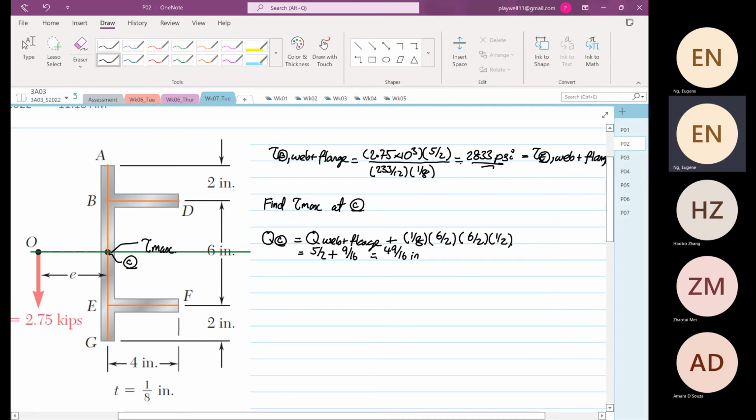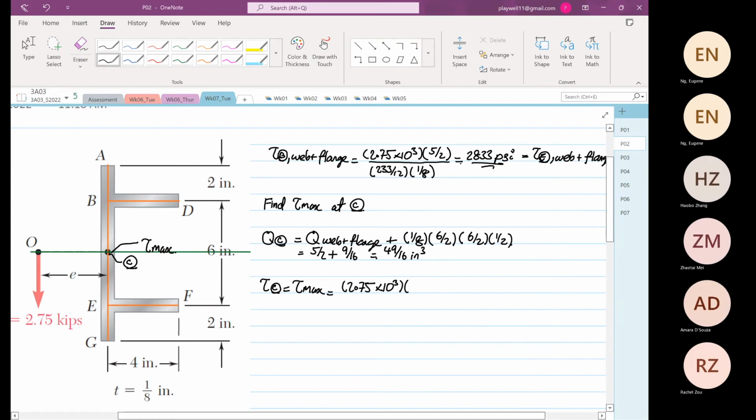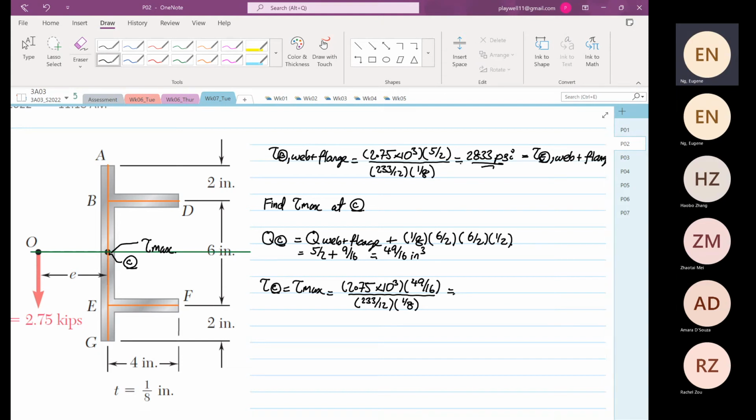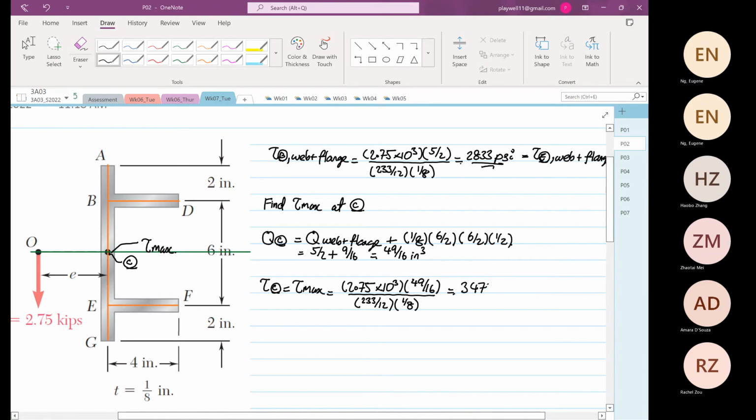So therefore, our shear stress at point C, which is equal to our tau max, is 2.75 times 10 to the power 3 multiplied by 49 over 16, divided by 233 over 12 and 1/8. So 2.75 power 3 times 49 over 16 divided by 233 over 12 divided by 1 over 8. So this is equal to 3.470, or 3470 psi. It's not that difficult to determine the shear stress at point C.